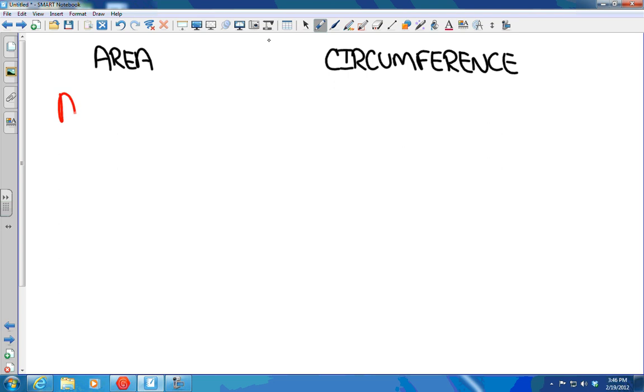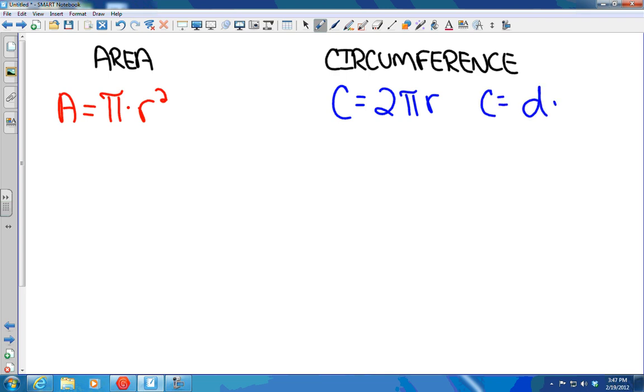So area equals pi times the radius squared. And circumference equals 2 pi r, or diameter times pi, since diameter is 2 times the radius. Right, so those are our formulas.